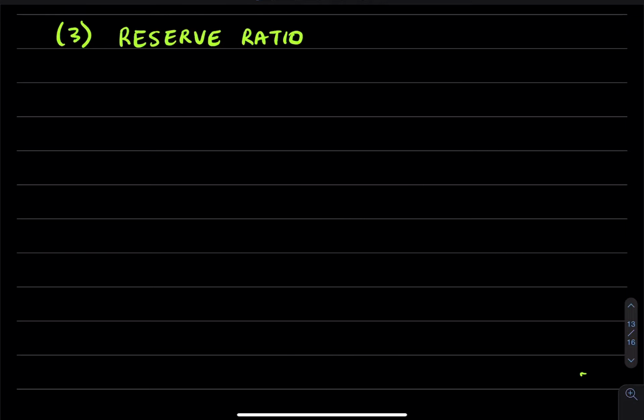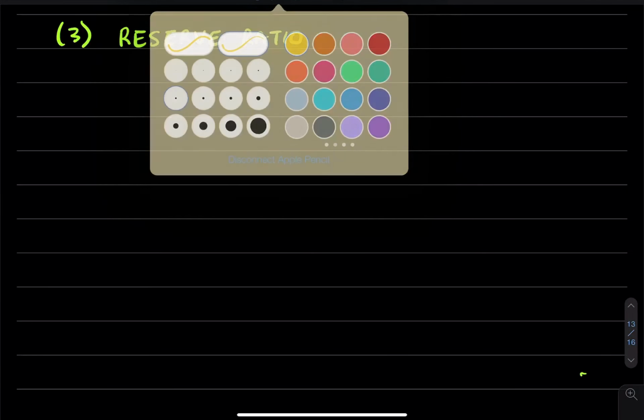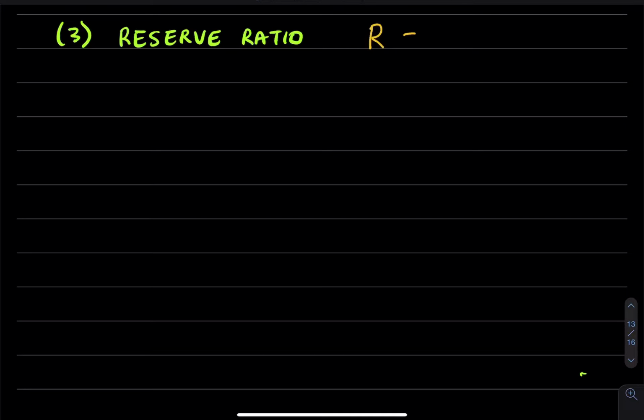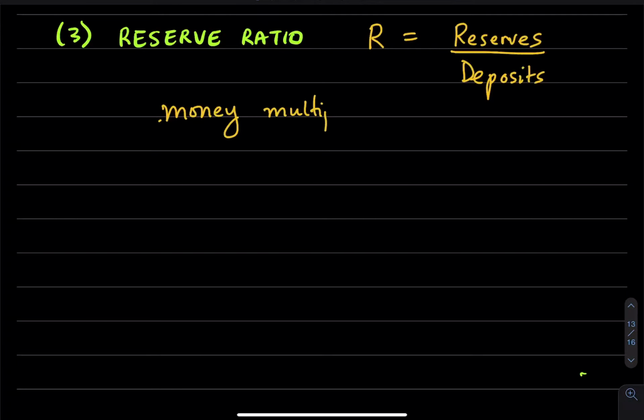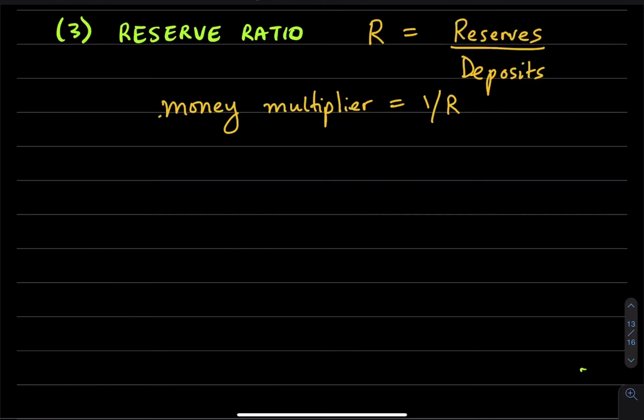The third tool that you're very familiar with is called the reserve ratio. Again, the reserve ratio is just denoted by R, which is the ratio of total reserves to total deposits in a bank. And this is inversely related to the money multiplier, right? Which is to say that money multiplier equals 1 over R. So if the Federal Reserve wants to increase money in the system, it could decrease the reserve ratio requirement for banks.